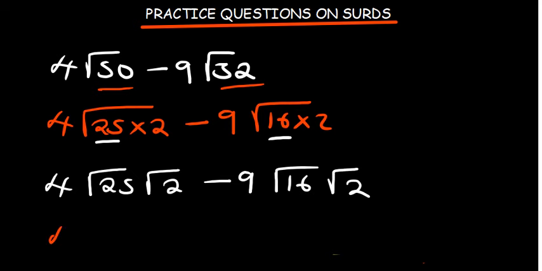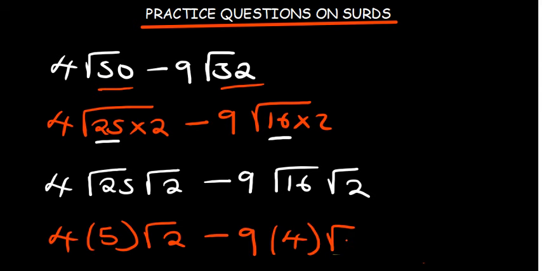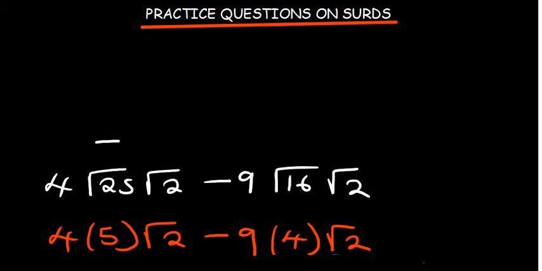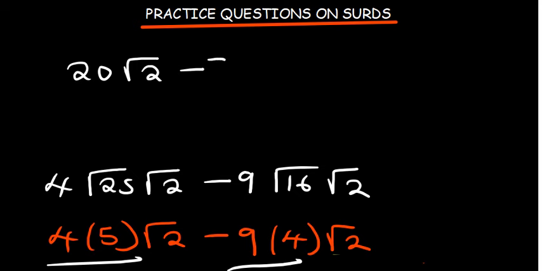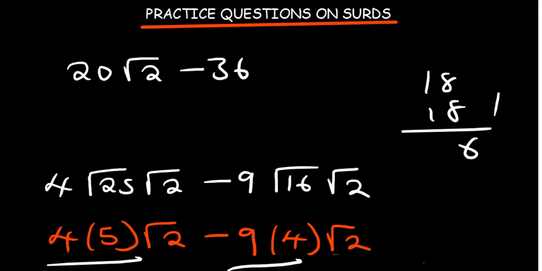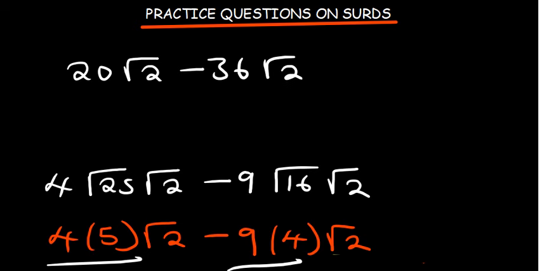So we have a 4. Root of 25 is a 5. Minus 9. Root of 16 is what? It's a 4. Root of 2. 4 by 5 is what? It's a 20. Root of 2. 9 by 4 is what? It's a 36. So, root of 2. So these are like terms. The surds are the same. So 20 minus 36 is a minus 16. So root of 2. That is the more simplified form of that side.